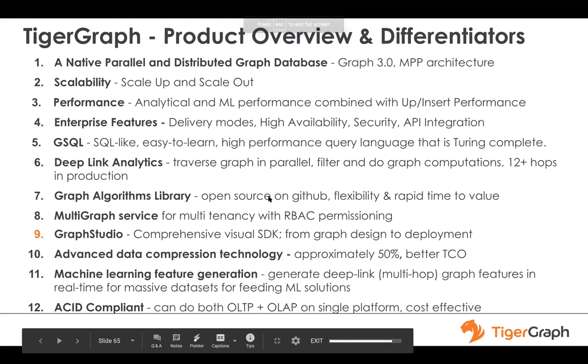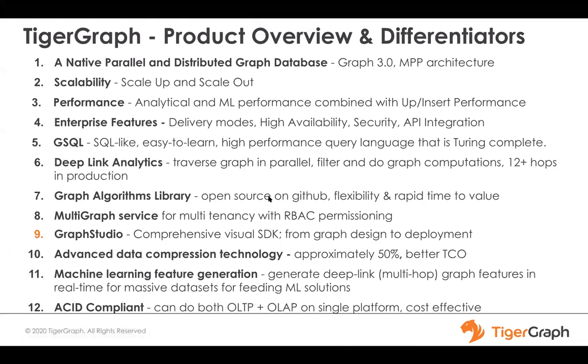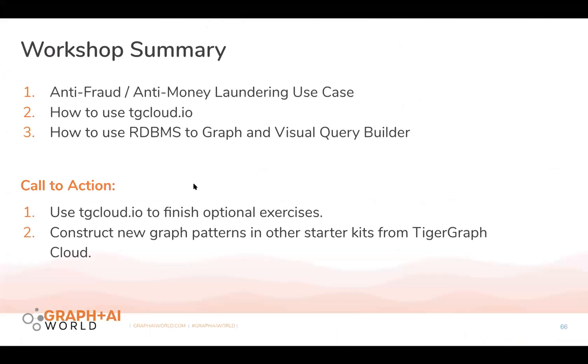There is a lot in the product overview and differentiators, and you can look into our white paper and some of the other presentations on how TigerGraph differentiates from all the other graph databases and analytics tools. So, just a high-level workshop summary. We focused on one use case, which is the anti-fraud and anti-money laundering use case. This is used throughout all the modules, and hopefully you get a sense of how you can use graph analytics to do anti-money laundering and anti-fraud in your enterprise.